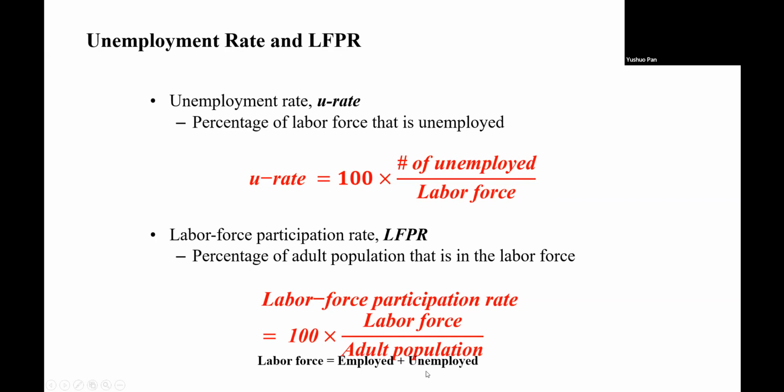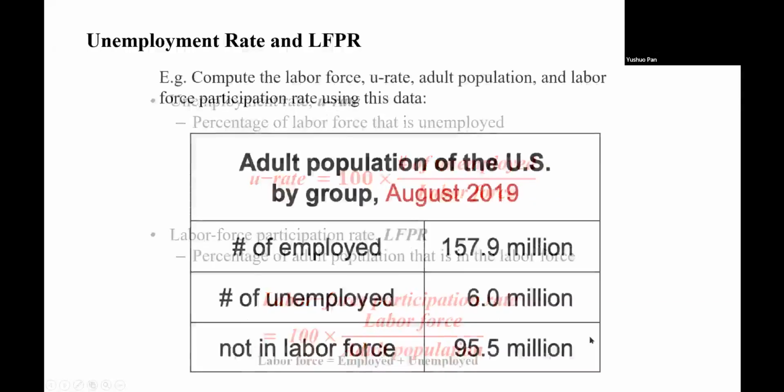In this one, the denominator is the total adult population, who are older than 16 years old. And the numerator is just the labor force. That's the equation for labor force participation rate. Labor force equals employed plus unemployed. So please remember these three equations.